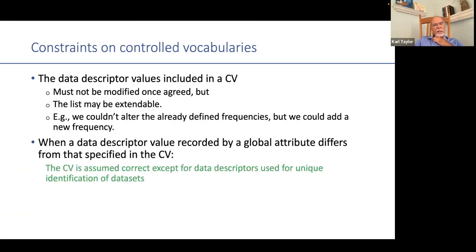There are constraints on controlled vocabularies that we place. We normally would not want to modify a CV value once it's in place, but we can add values, as I said. For example, sources, we wouldn't want to change the name of the source that's already in the CV, but if an additional source, a different model wanted to contribute to CMIP, then it could be added to the CV.